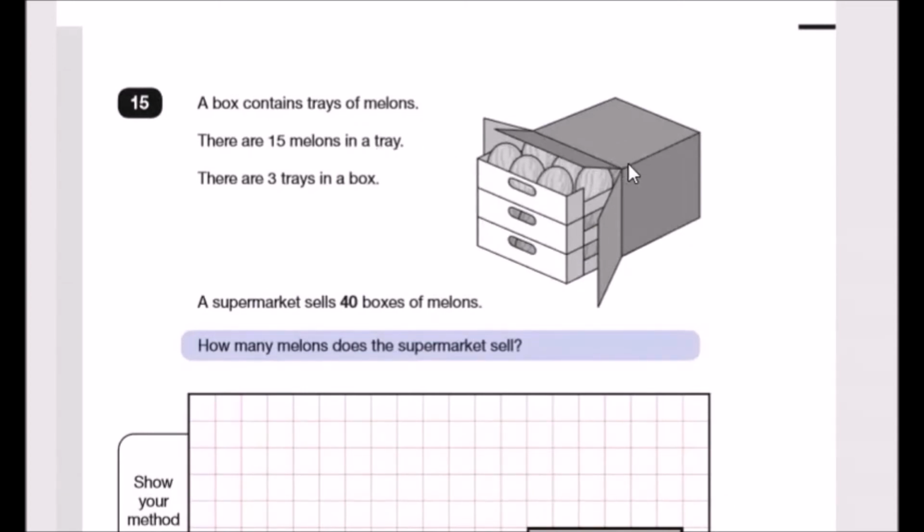Okay, 15. Now a box contains trays of melons. Oof, I'm recording this in summer, so I'm actually craving the melon right now. There are 15 melons in a tray, and there are 3 trays in a box. Check this out. 15 times 3, so altogether there should be 45 melons.